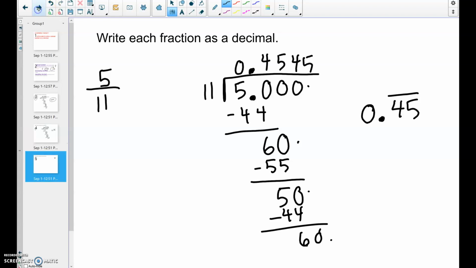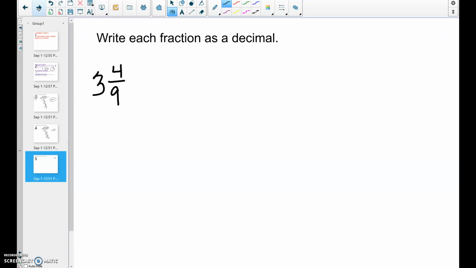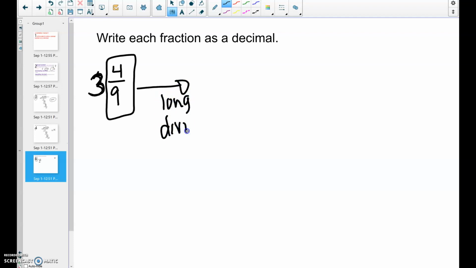All right, and then last one here. So we have a whole number in front of a 3. And then we have a fraction of 4/9. So when we're done, and this is going to be a decimal, it's going to be 3 point something. So what I really need to find is the decimal part of this. So all I'm going to do is look at this fraction part, and that's what I'm going to put into my long division. Okay, I'm not going to forget about the 3.